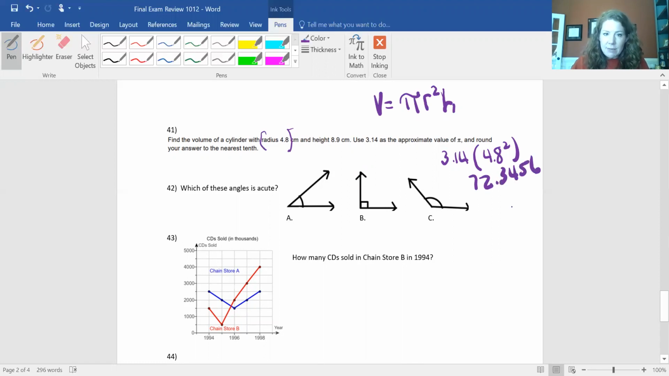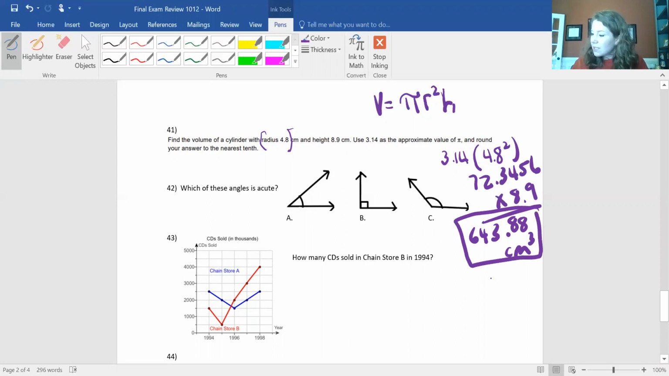72.3456. And then we're multiplying that by the height of 8.9. So 72.3456 times 8.9. Now I'm rounding to the nearest tenth. So I have 643.88. And this is volume. So that would be, are we using centimeters? Centimeters cubed, because there are 3 dimensions. So 643 point, oh, the tenth, I'm sorry, that should be a 0.9.